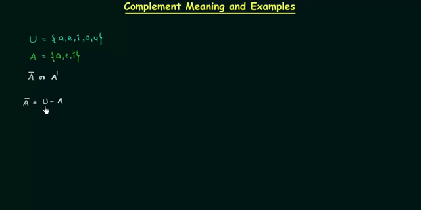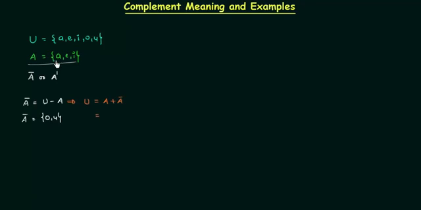U is the universal set having elements A, E, I, O, U, and A is the set whose complement we want to find, and the elements of A are A, E, I. So definitely the elements of A complement are O, U. So we can say that in a complement we involve the elements which are not present in the set. In A, O, U was not present, so we involved O, U in A complement. You can definitely prove this. U is equal to A plus A complement.